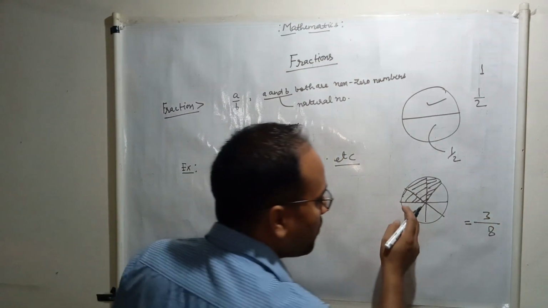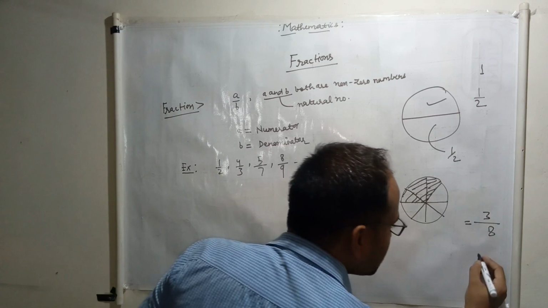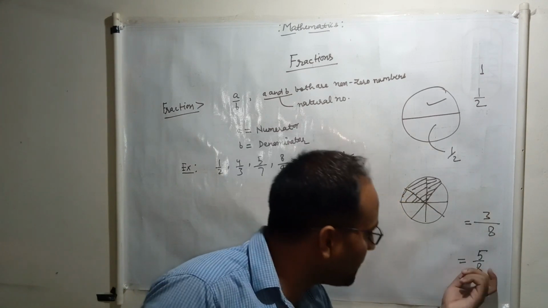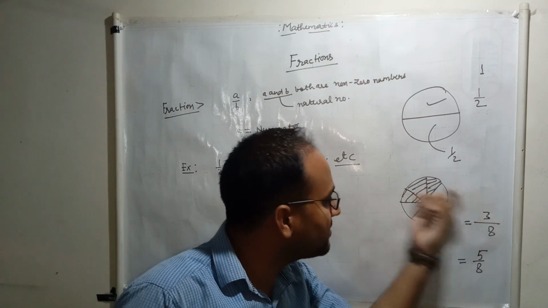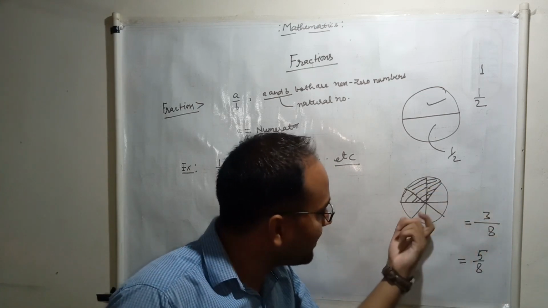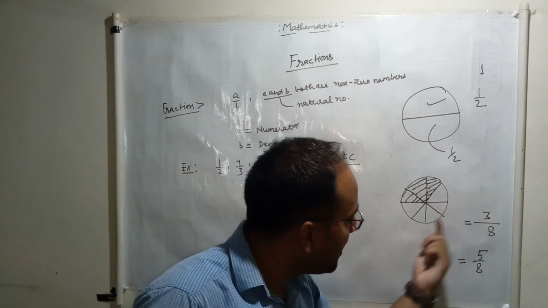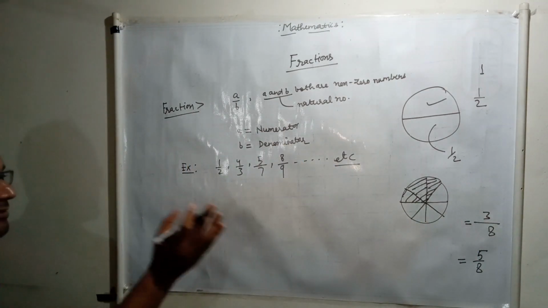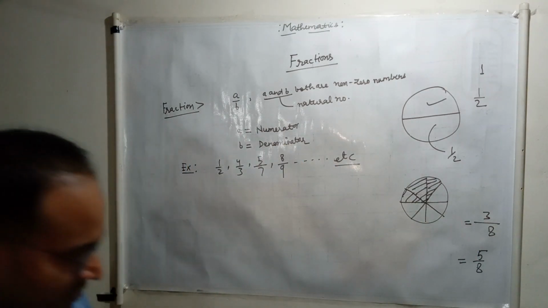The unshaded region is 1, 2, 3, 4, 5. This unshaded region is 5 upon 8. Out of 8, how many parts are shaded? 3 parts, so 3 upon 8. And out of 8, how many parts are unshaded? That is 5 upon 8. This is also an example of a fraction.